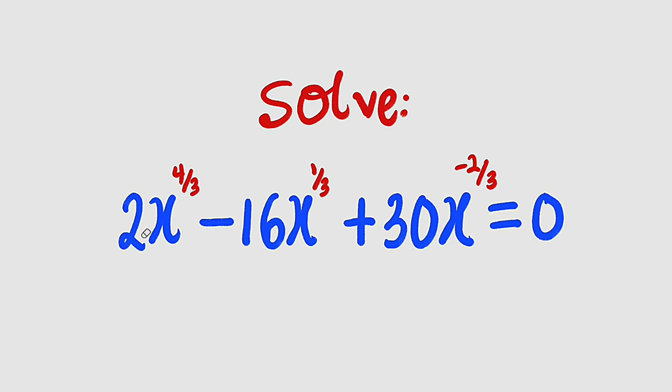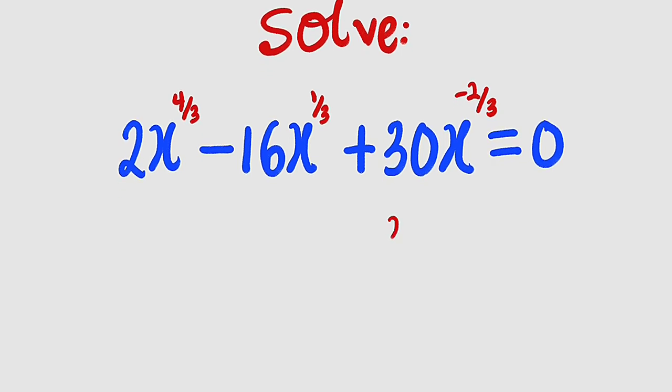In this tutorial we are going to find a solution to this interesting equation. We have 2x raised to the power of 4 divided by 3 minus 16x to the power of 1 divided by 3 plus 30x to the negative 2 divided by 3 equal to 0. And we're only looking for real values of x that can satisfy the equation. Before we start, you should know that x cannot be equal to 0.